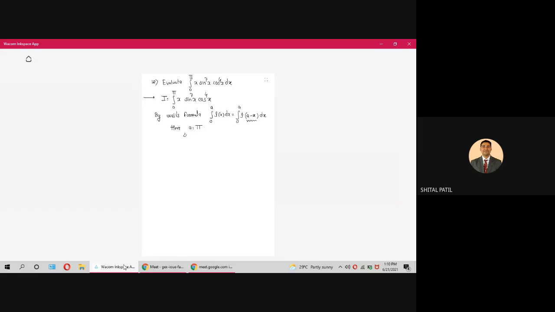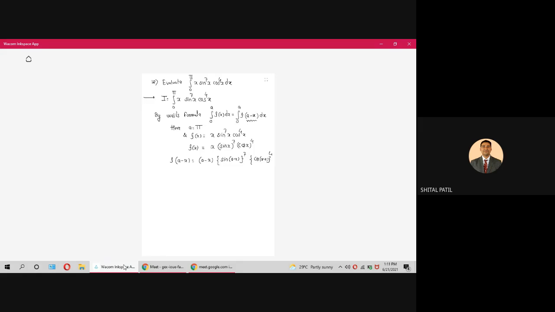So here, f of x is like this: x sine raised to 7x cos raised to 4x. Sine raised to 7x means sine x whole raised to 7, cos x whole raised to 4. This is f of x. So tell me what will be f of a minus x? That will be a minus x, sine of a minus x, cos of a minus x, raised to 4.